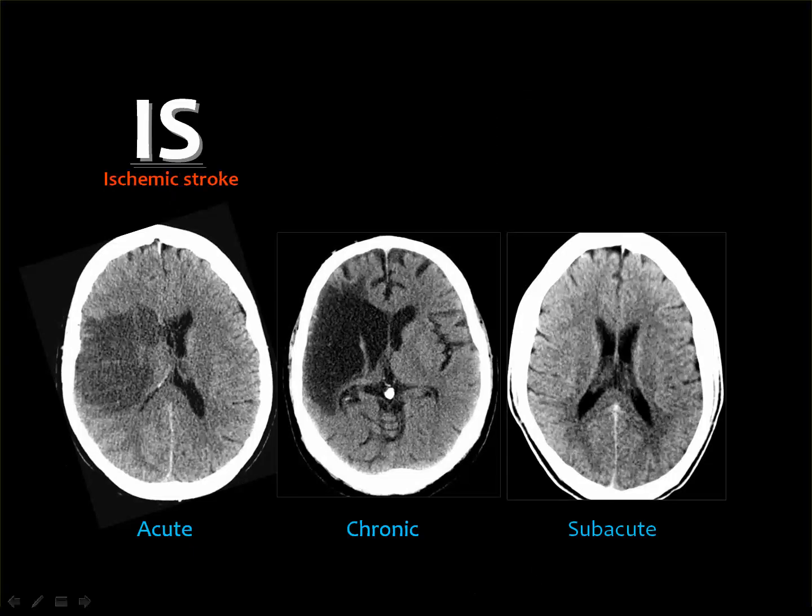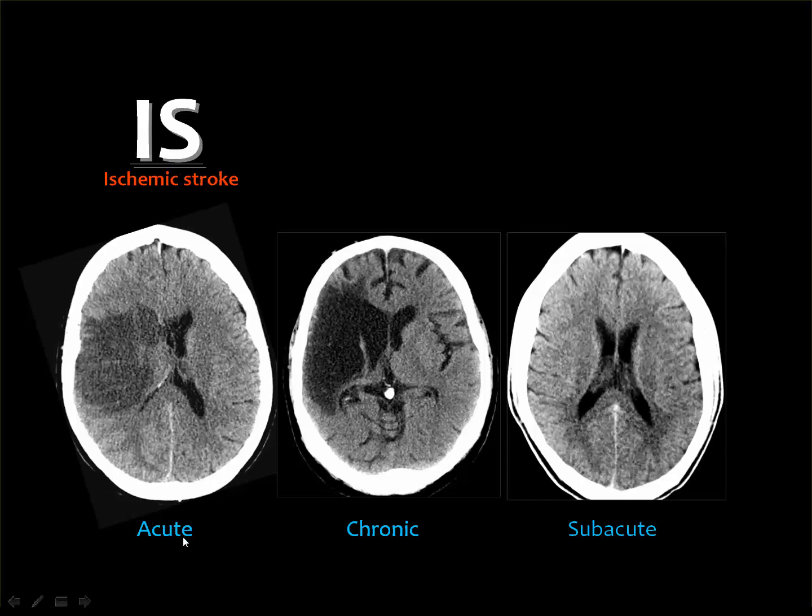Then acute infarction is surrounded by edema. Edema is black in the CT. Infarction is black in the CT. Then you cannot discriminate edema from the infarction, but you know that this infarction is surrounded by edema because of the mass effect on the ventricle.